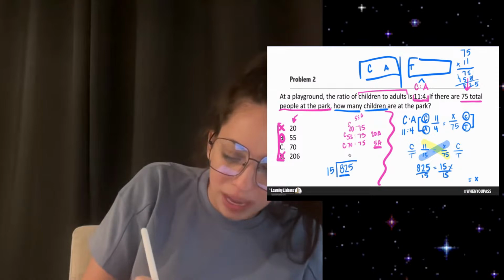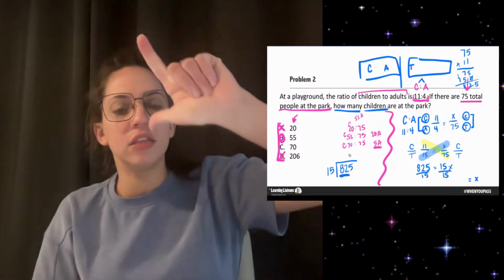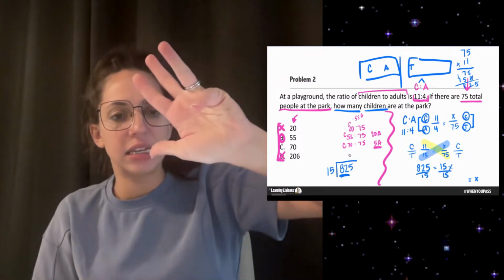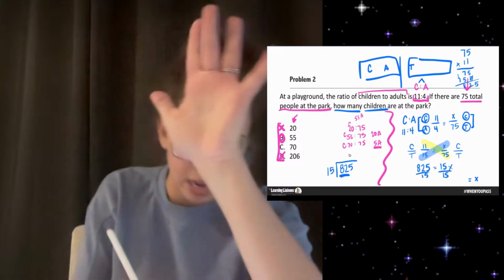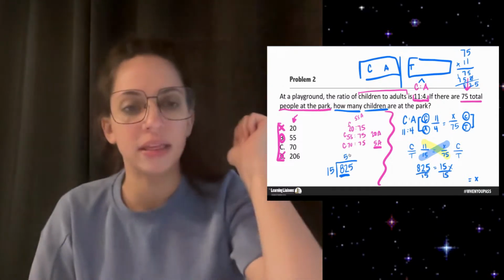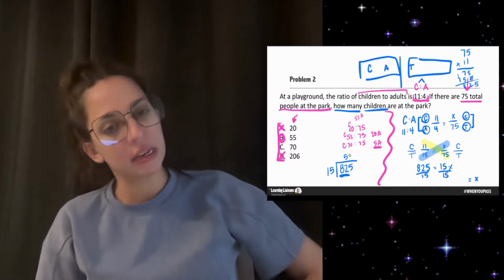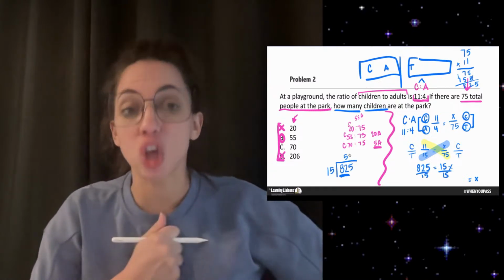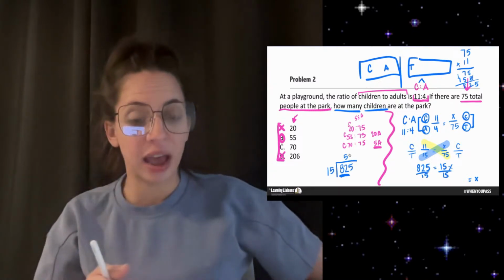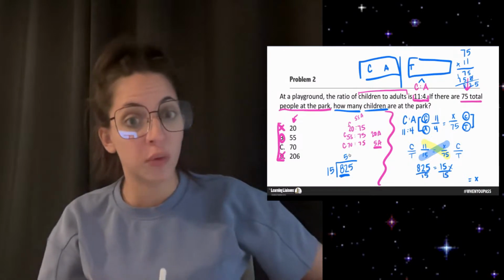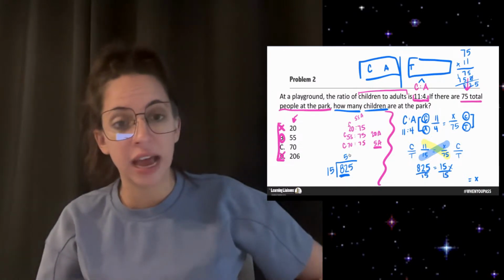15 can go into 82: 15, 30, 45, 60, 75, 5 times. And I'm going to stop right there. Why am I going to stop right there? Because I am so confident in my ability to divide, and I know 15 is going to go into 82 no more than 5 times.